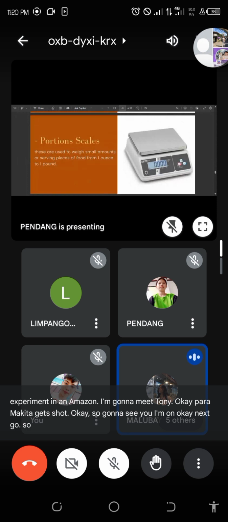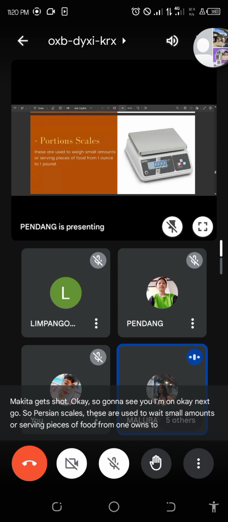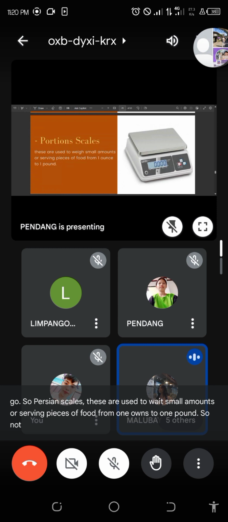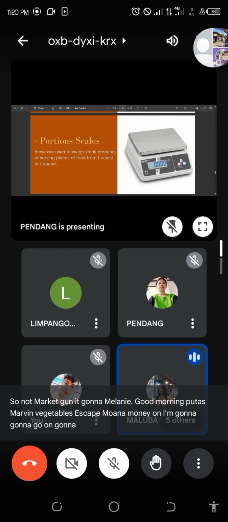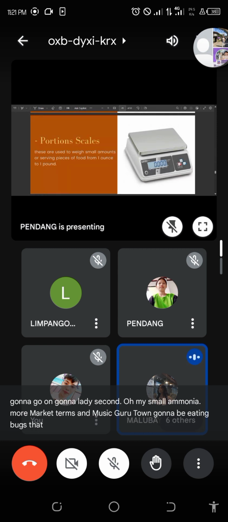So, portion scales. These are used to weigh small amounts or serving pieces of food from 1 ounce to 1 pound. We have seen these in the market, used for weighing fruits and vegetables in small amounts. So, next.